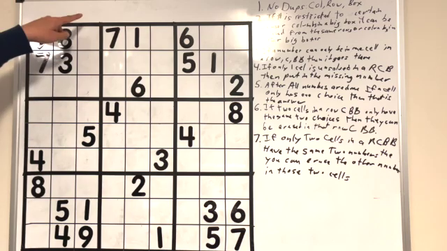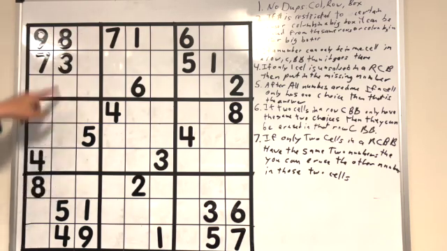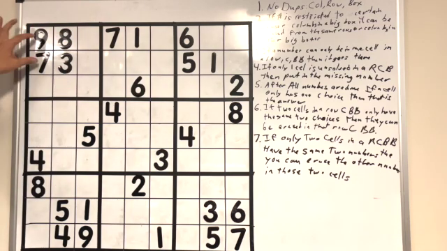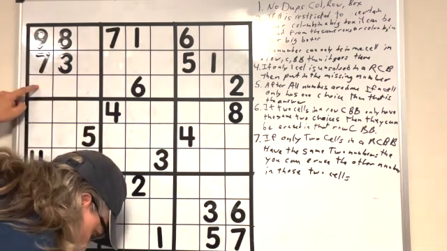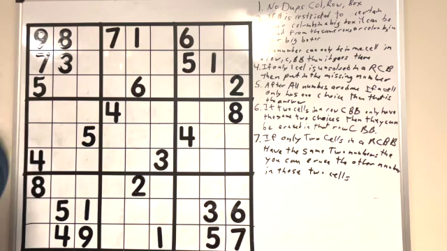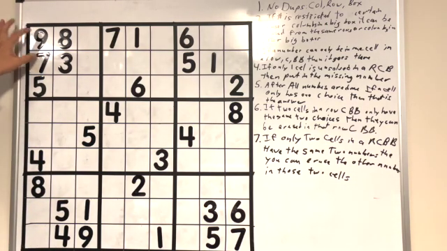Ooh, this is good. 5 can't be on the right, can't be in the middle, and these 2 are already solved. Therefore, it must be there on the left. That's a good one. Because of this 5 and this 5, we know that 5 because these 2 are solved. Good. So we got a 5.